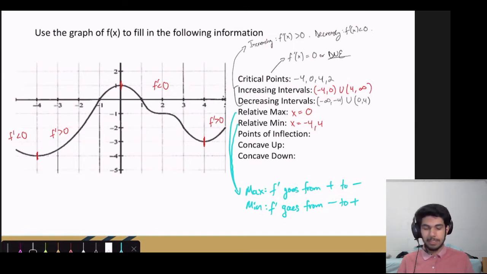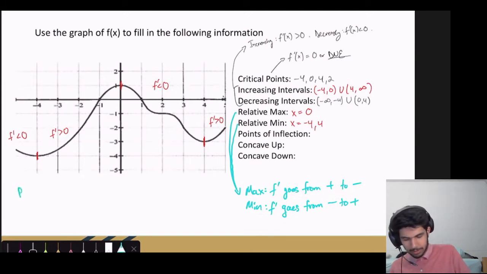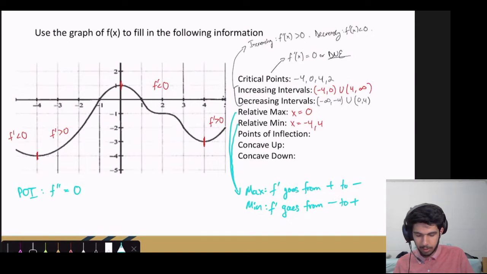Points of inflection, that's our abbreviation, occur when the second derivative equals 0, or where f double prime is changing signs, I'll just say. Actually, that's not true. I'm thinking of something else. Disregard that. So where the second derivative is equal to 0. Okay, so let's take a look at it.